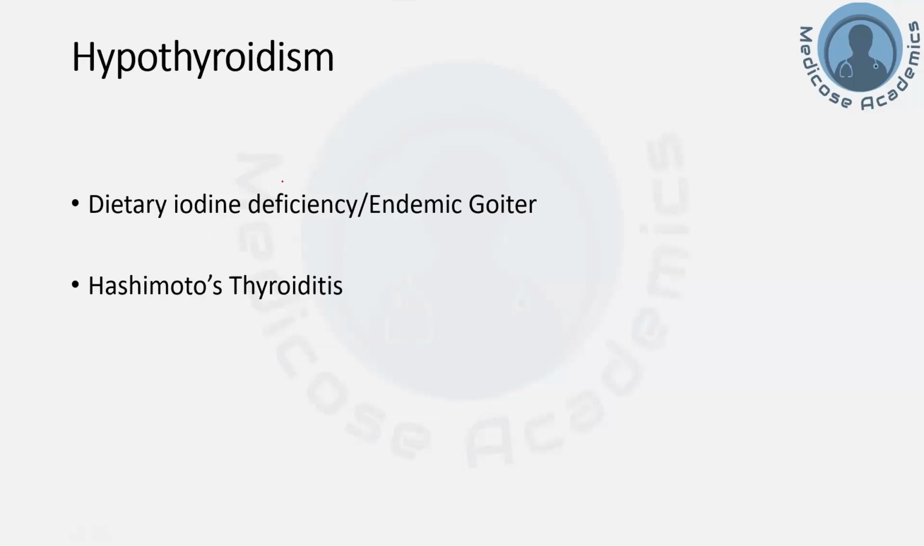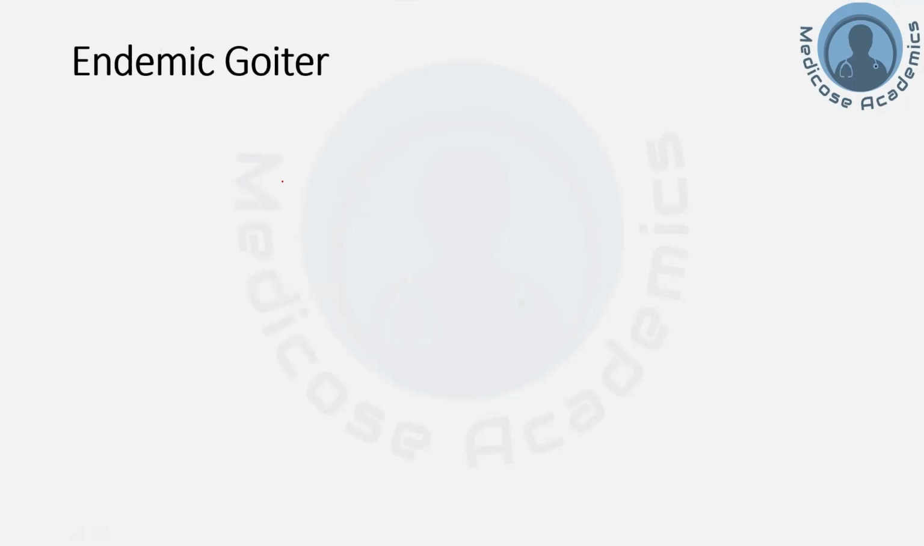In hypothyroidism, the two main causes are dietary iodine deficiency, which occurs in endemic areas and results in endemic goiter. And then there is a thyroiditis, another autoimmune condition, which is going to result in hypothyroidism instead of hyperthyroidism, and it is known as Hashimoto's thyroiditis. So let's discuss dietary iodine deficiency. As we have seen, iodine is the important substrate for thyroid hormone synthesis. When it is deficient, the amount of thyroid hormone synthesized will be significantly reduced, resulting in endemic goiter.